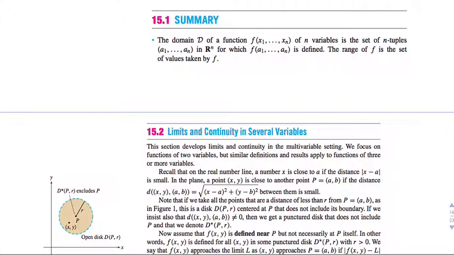It said the domain of a function of several variables, of n variables, is a set of n-tuples (a1 to an) in Rn for which f of a1 to an is defined. The range is the set of values taken by f. So the domain is all the possible inputs for our function, and the range is our possible outputs. We're extending notions beyond 3-space into the general space, Rn. So we're generalizing notions that we know about 2-space and 3-space to n-space.